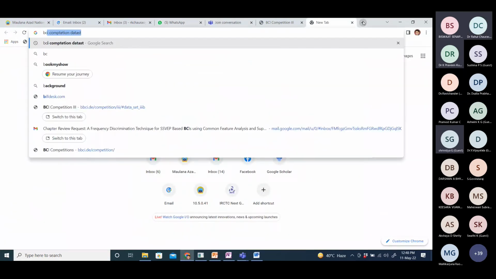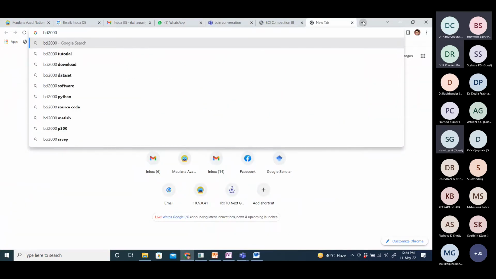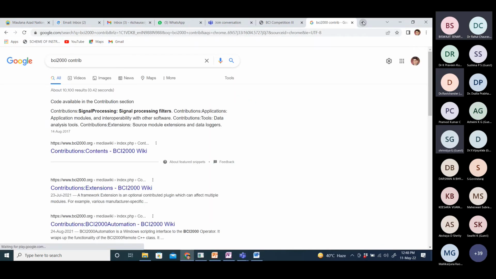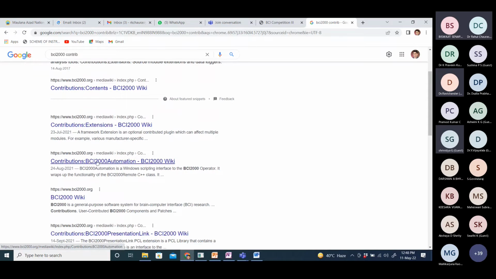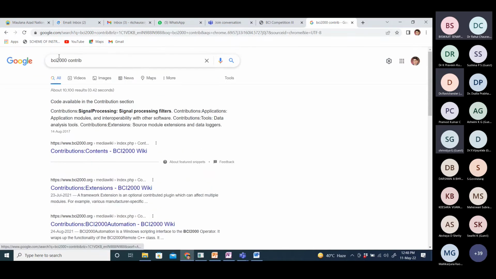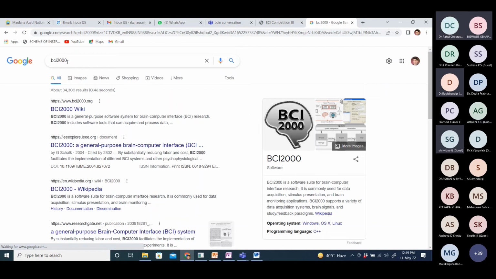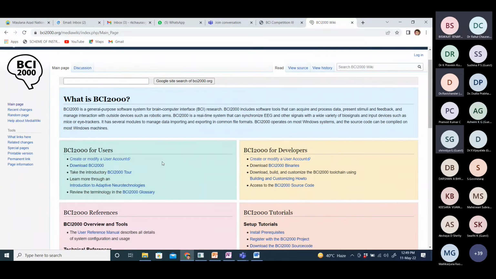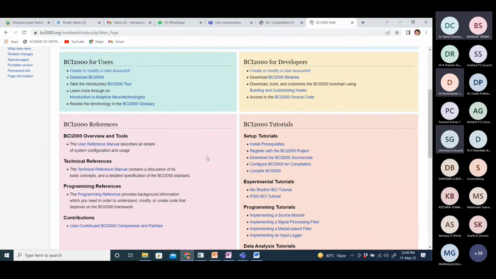If you Google and you type BCI 2000 contract, it will give you to this page, or maybe BCI 2000 only you can also use. So it will go to the page. It will take you to the link. As I already told you, you have to log in. Whenever people start to download, you need your username and password.